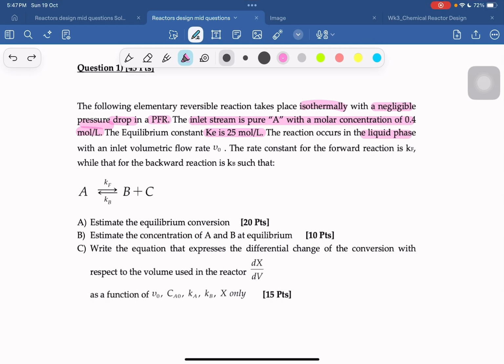Then, we're asked to find the equilibrium conversion and the concentration of A and B at equilibrium, and the equation that expresses the differential change of the conversion with respect to the volume used in the reactor as a function of these. So let's solve the question step by step.